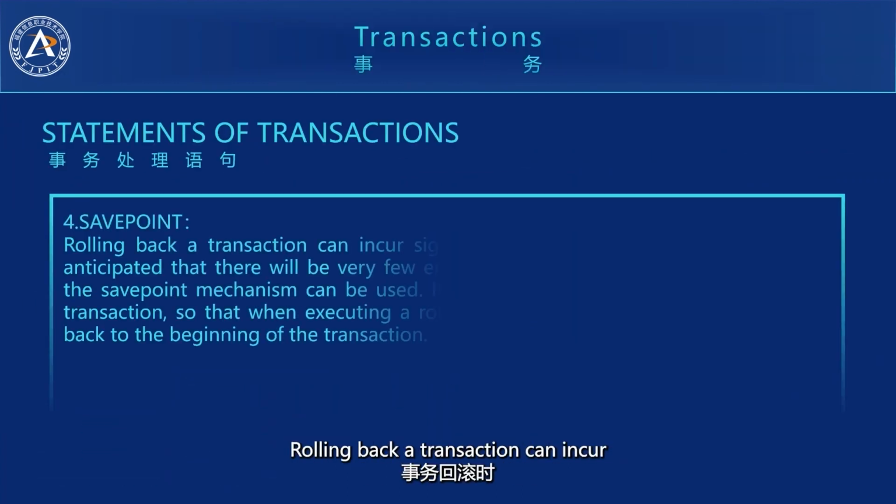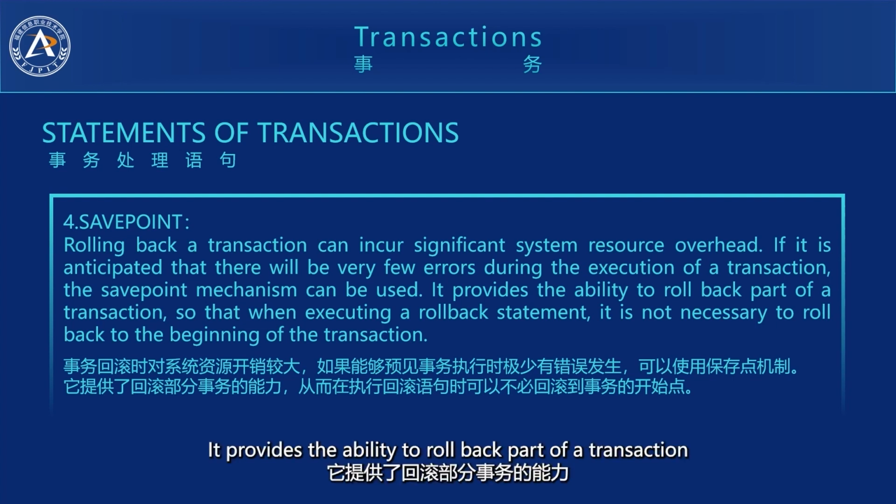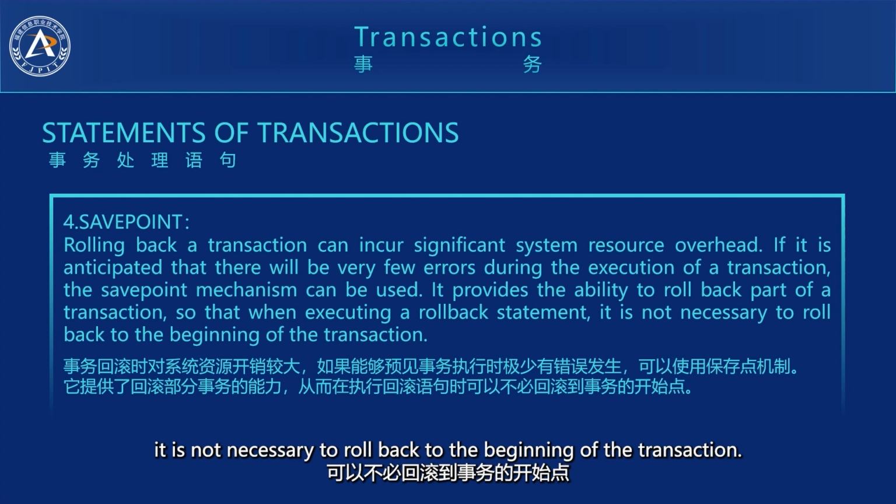Rolling back a transaction can incur significant system resource overhead. If it is anticipated that there will be very few errors during the execution of a transaction, the save point mechanism can be used. It provides the ability to roll back part of a transaction, so that when executing a rollback statement, it is not necessary to roll back to the beginning of the transaction.